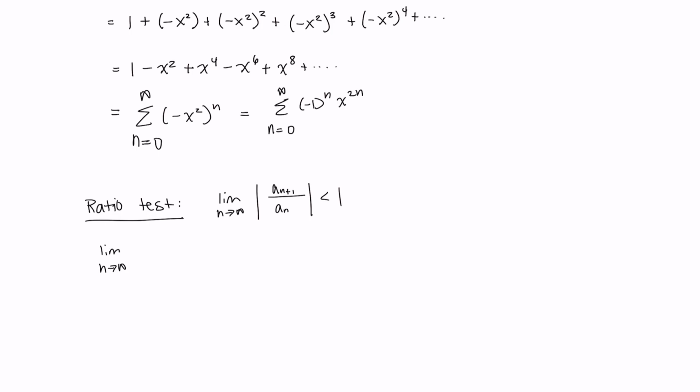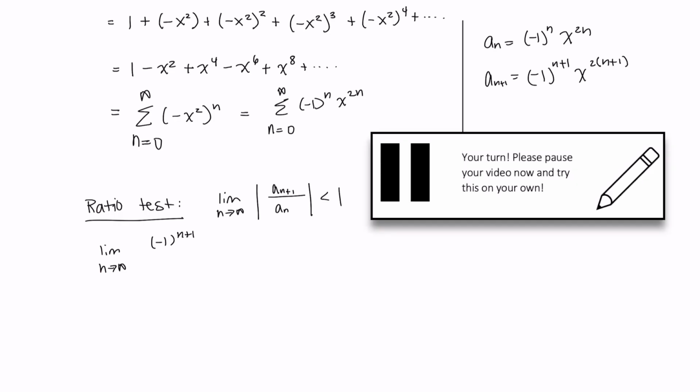So let's go ahead and start. The limit as n approaches infinity. Now in our case here, the nth term is equal to negative 1 to the n times x to the 2n, and the n plus 1 term is negative 1 to the n plus 1, x to the 2 times n plus 1. So I'm going to go ahead and set up this limit. Please pause your video and do the same.